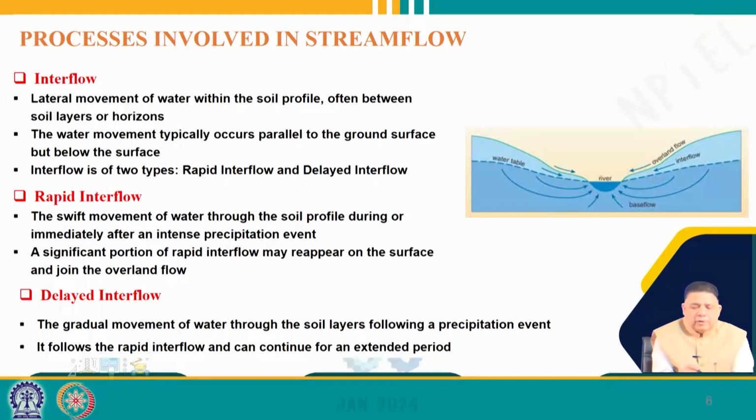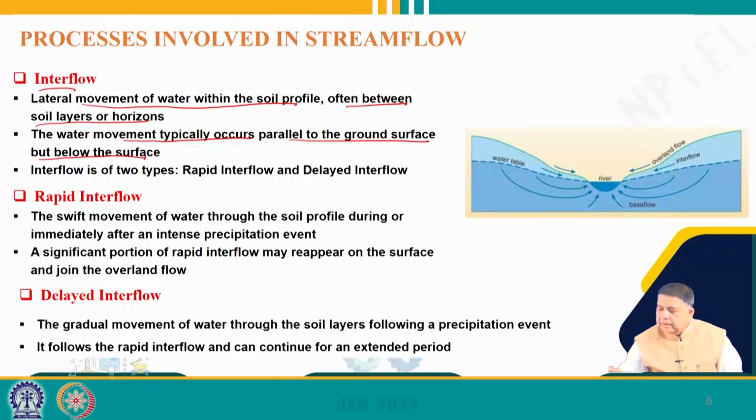Then of course, we also talked about interflow, which is the lateral movement of water within the soil profile, often between soil layers or horizons. The water movement typically occurs parallel to the ground surface, but below the surface. So, here you can see that overland flow is occurring on the surface, and just below the ground surface, we have a flow taking place, which is interflow. And it could be of two types, rapid interflow and delayed interflow.